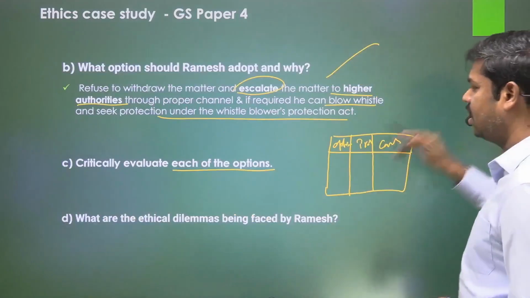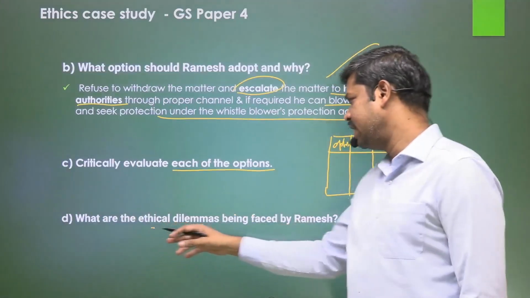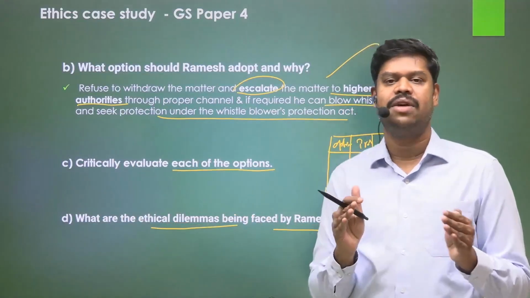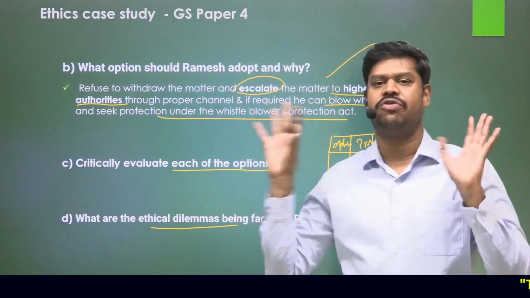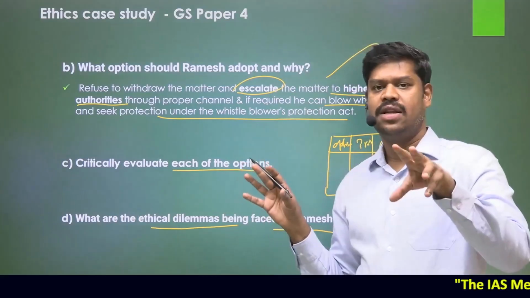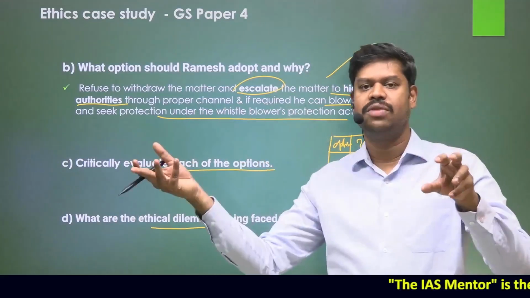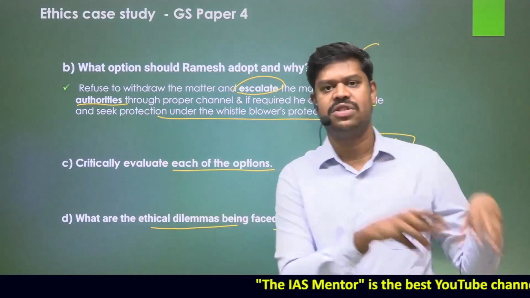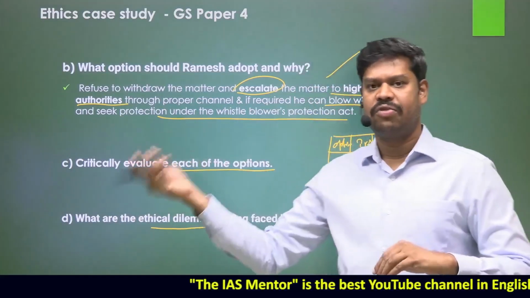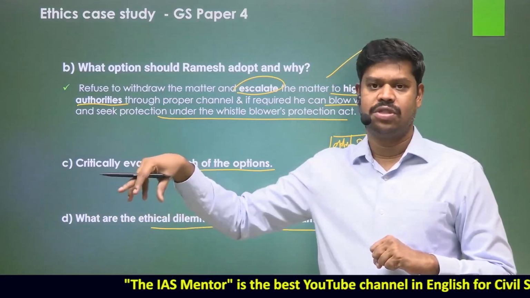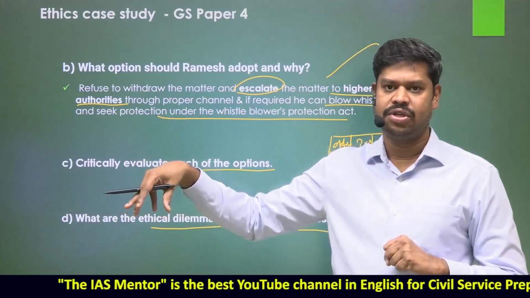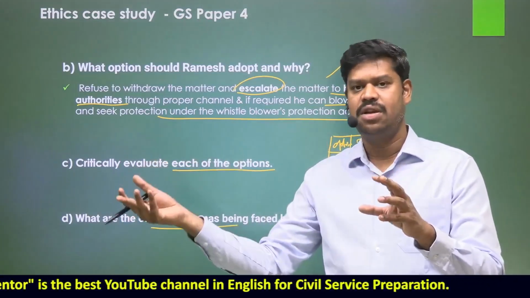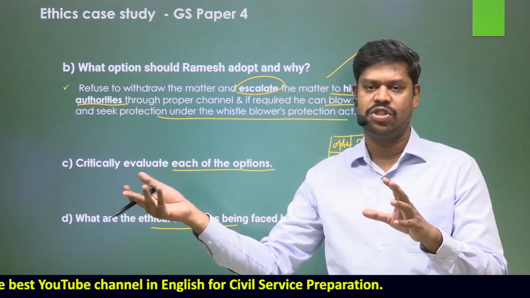Now come to the second last question. What are the ethical dilemmas being faced by Ramesh? See, the primary ethical dilemma revolves around personal interest and professional duty. On the one hand, there's personal interest versus performing the duty with professional integrity. Personal interest is to take care of oneself, his family, his mother. Professional duty is to take care of the responsibility, preventing illegal migration. So professional duty versus personal responsibility.